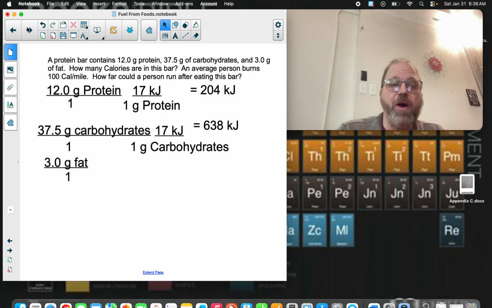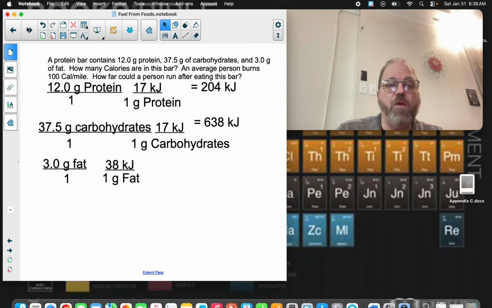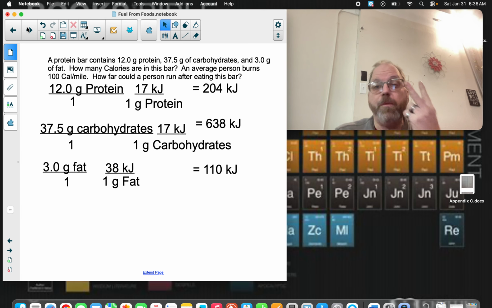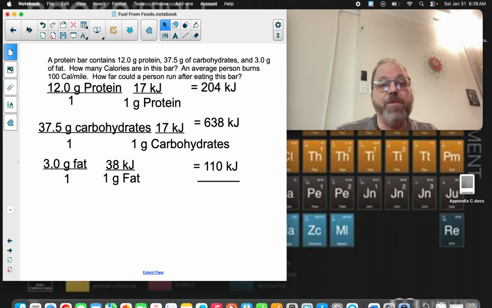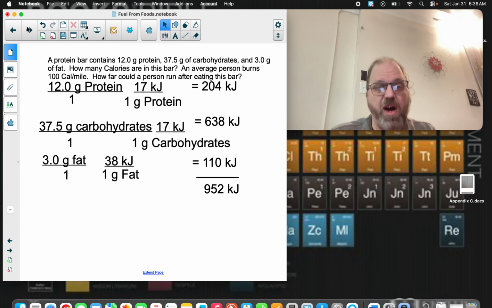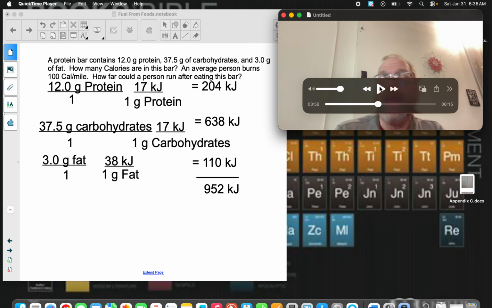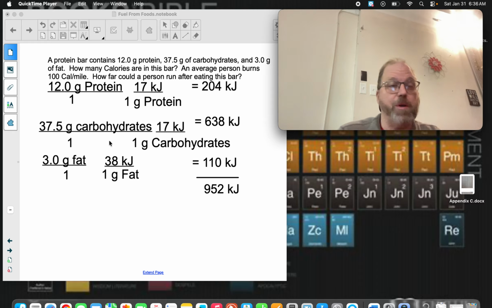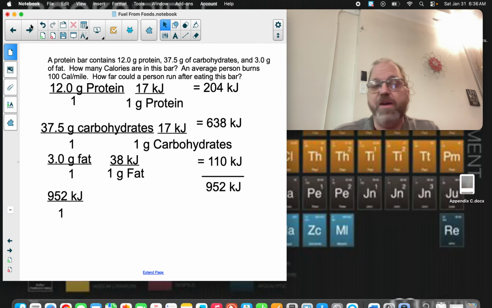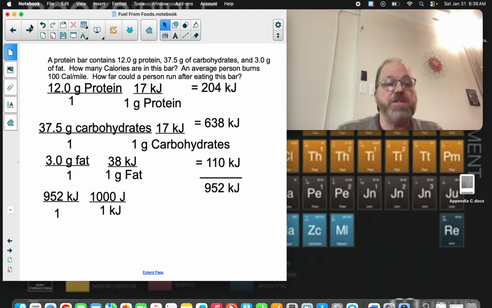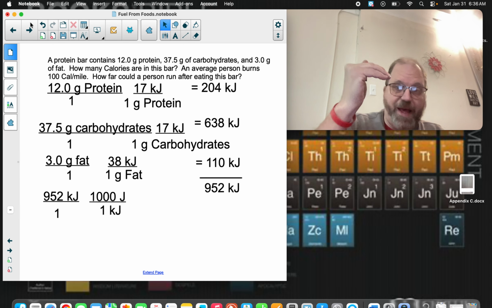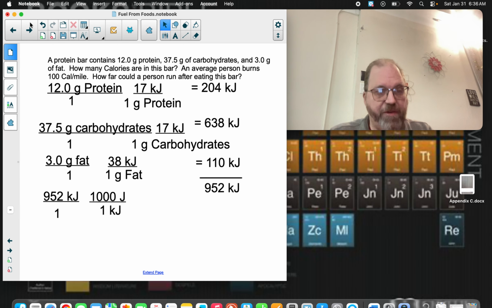And then 3.0 times 38 over 1. We end up with 110. Remember, we have 2 sig figs there, so that's as accurate as it can be. We're going to add them up then. We add them at last for a column. So the answer is 952 kilojoules. Now, it's asking for how many calories. So we take that value, 952 kilojoules. We say a kilojoule is 1,000 joules, so we get it in joules out of kilojoules.